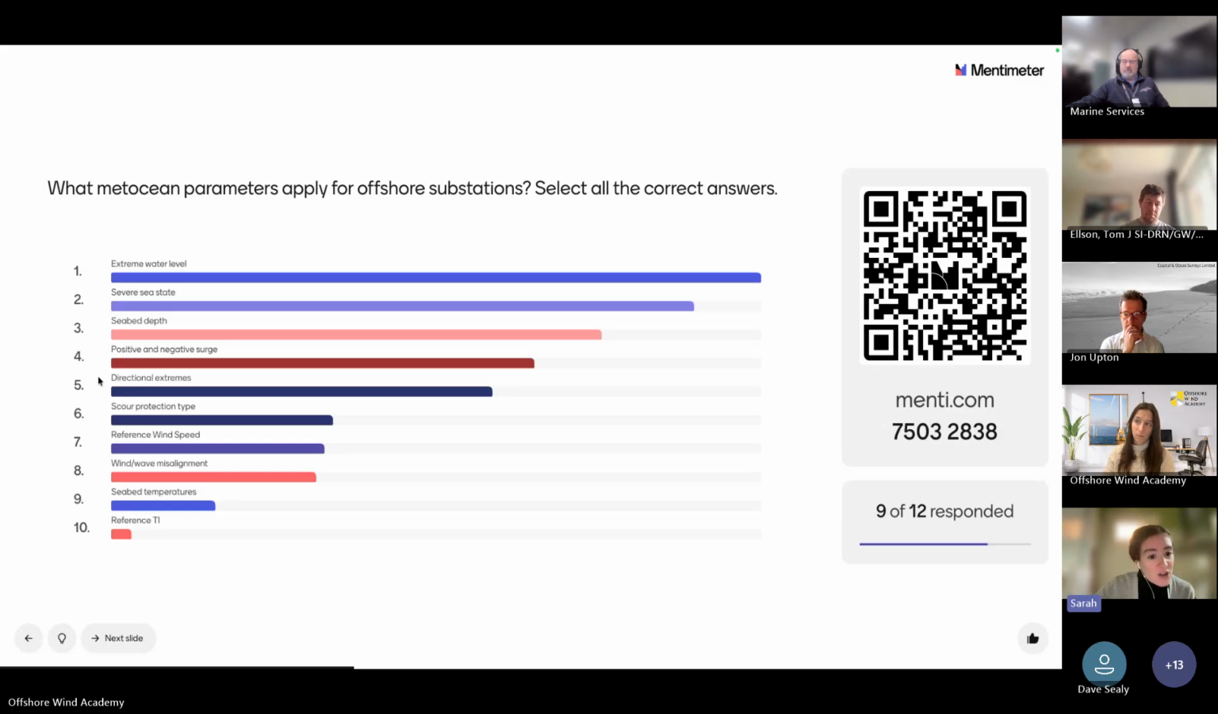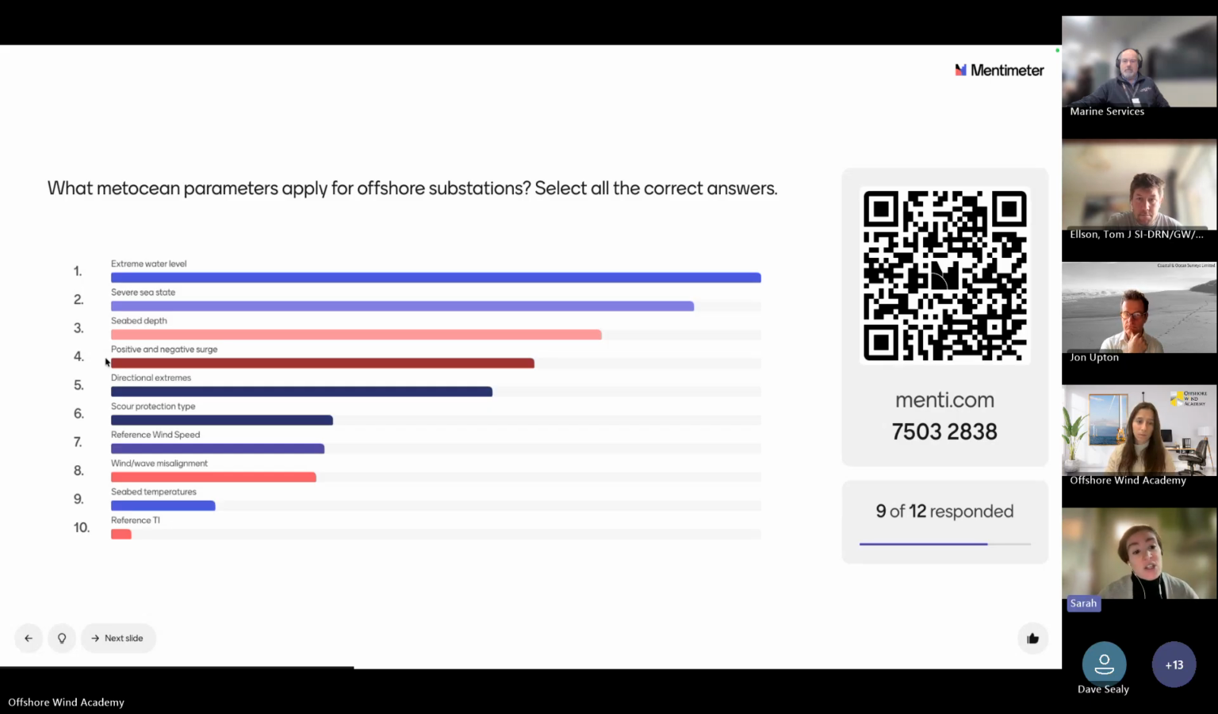Positive and negative surge, certainly. Seabed depth, again, I would say the same thing as I do for foundations. You are going to be drilling some amount into the seabed, but it's about seabed mobility, and it's really for cables where the assessment of your stable seabed is going to be really important. Seabed depth is important from the point of view of setting the deck elevation for a substation. So in this context, pretty key.